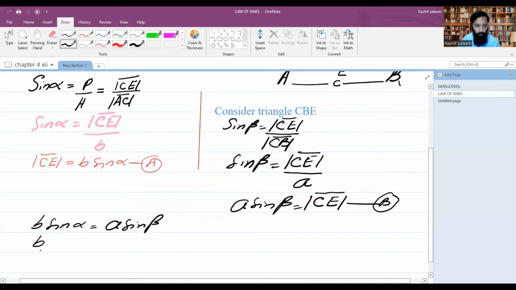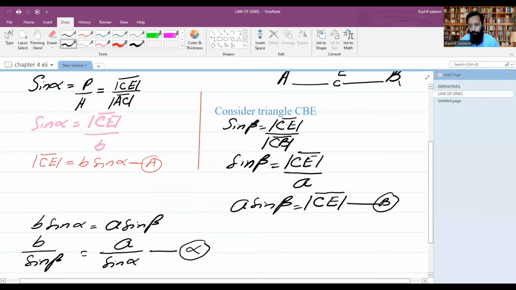So what we will do? b upon sine beta is equal to a upon sine alpha. This is equation alpha.